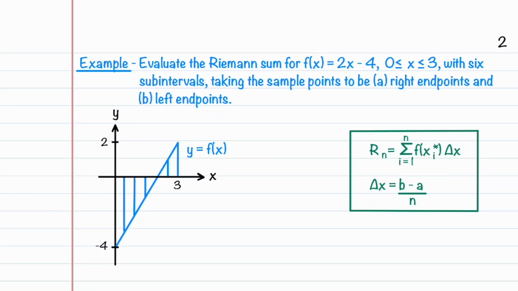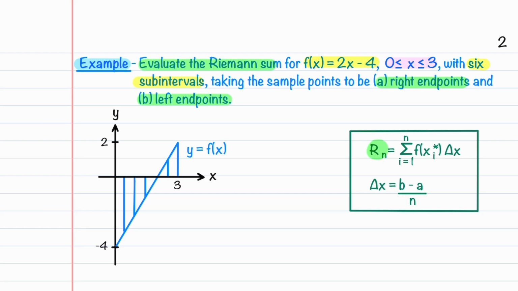We're now going to walk through an example where we're going to evaluate a Riemann sum. We're going to evaluate the Riemann sum for a function f of x is equal to 2x minus 4 over the closed interval from 0 to 3 using 6 subintervals, and then taking the sample points to be right endpoints and then left endpoints. Just to make things easier, over here on the right, I've written down the formula that we need to use to evaluate these Riemann sums.